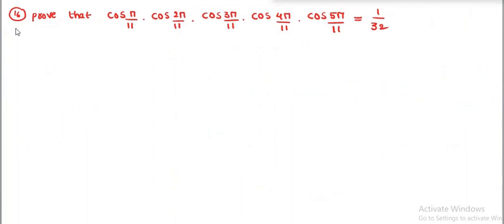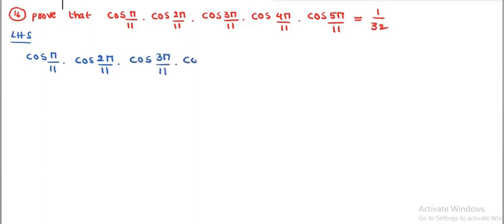So next problem, prove that cos pi by 11, cos 2 pi by 11, cos 3 pi by 11, cos 4 pi by 11, cos 5 pi by 11 is equal to 1 by 32. So same, taking LHS value, cos pi by 11, cos 2 pi by 11, cos 3 pi by 11, cos 4 pi by 11, cos 5 pi by 11. This is the LHS value.